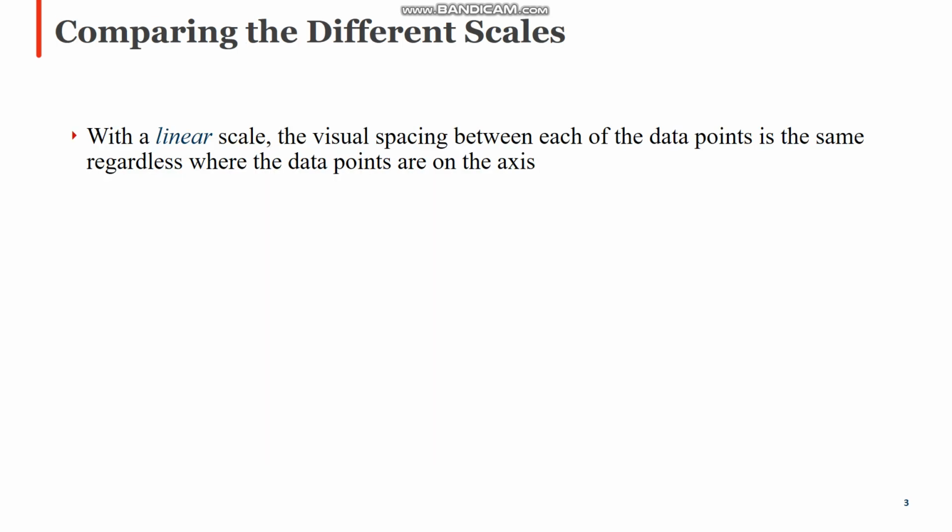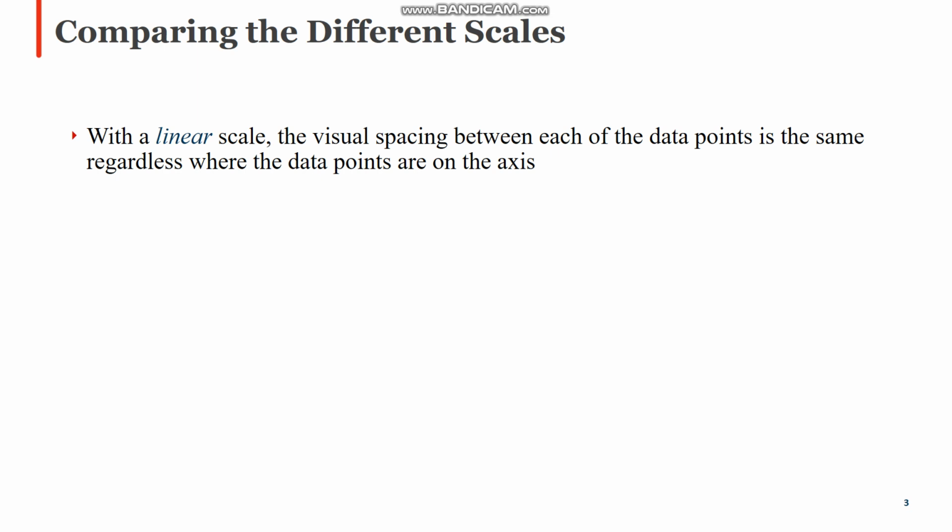So when should we apply different scales of data? It all depends on your context and how you interpret the data. We may apply different scales. The first is the linear scale. The visual spacing between each of the data points is the same regardless of where the data points are on the axis.